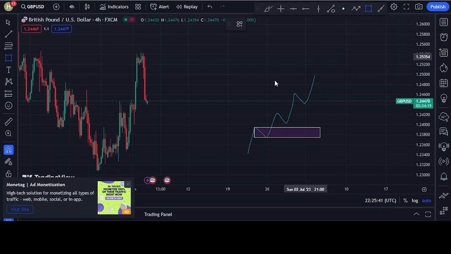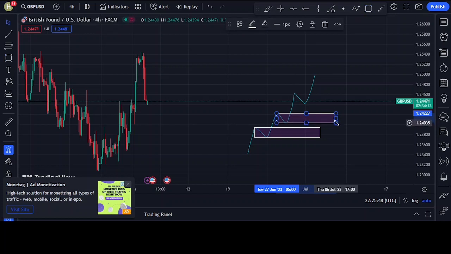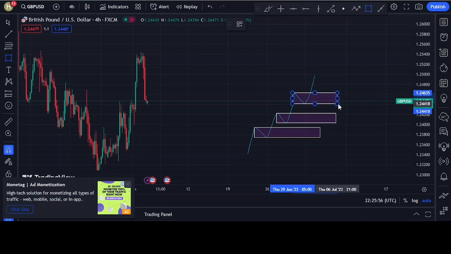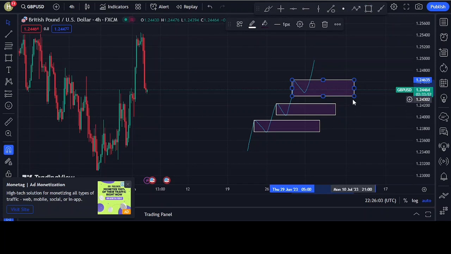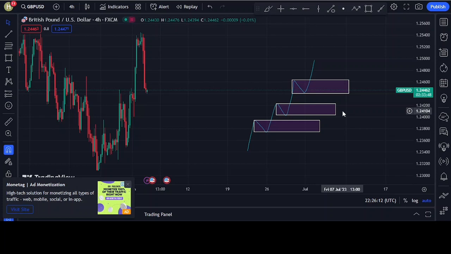Let me draw another demand zone right here. Brilliant. This is another demand zone. So you can go on and on to locate your demand zones. I'll be explaining shortly how to perfectly draw your demand zones. Let me draw this very well. Okay, so this is another demand zone.